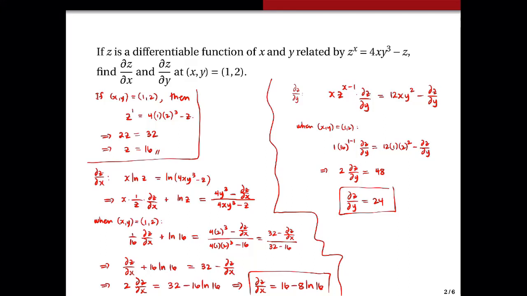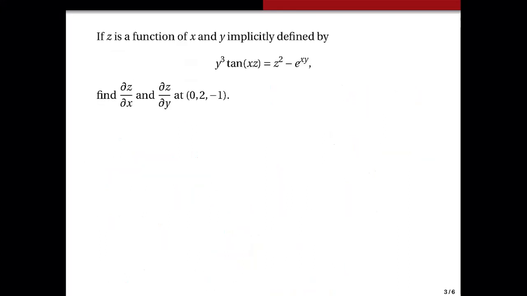Okay, so let's go to our next problem here. Now, if z is a function of x and y implicitly defined by y cubed tangent of xz equals z squared minus e to the xy, similar problem, find the partial derivative of z with respect to x and the partial derivative of z with respect to y at the point 0, 2, -1.